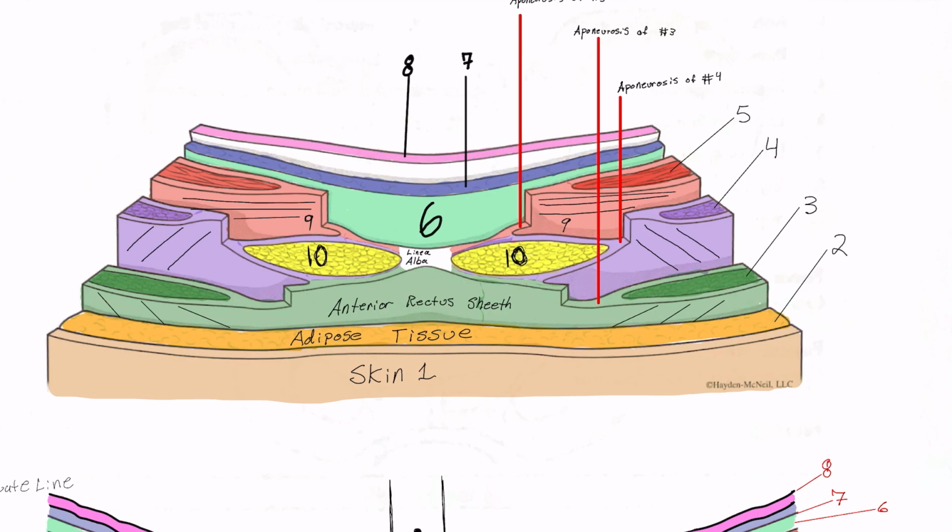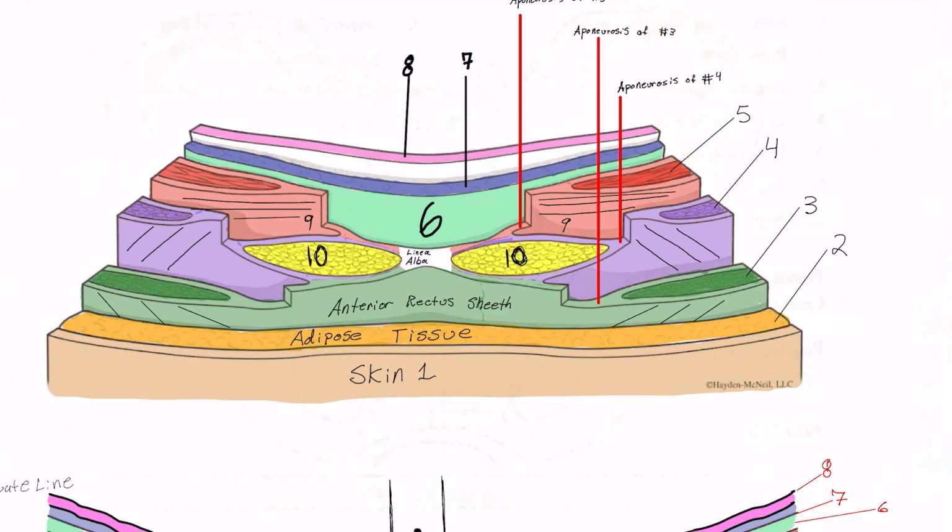So three, external oblique. Then we have four, this muscle right here, that's going to be internal oblique. Five is transversus abdominis, with muscle fibers going like this. Six, that's going to be your transversalis fascia, sitting right behind five. Seven, that is going to be your subserous fat or your extraperitoneal fat, with eight being that peritoneum or parietal peritoneum.